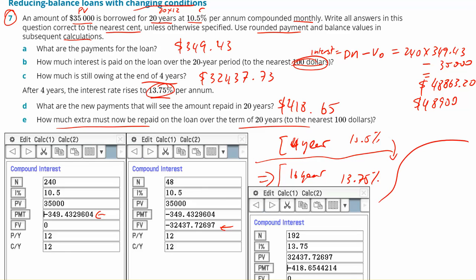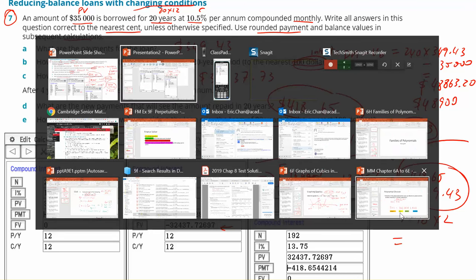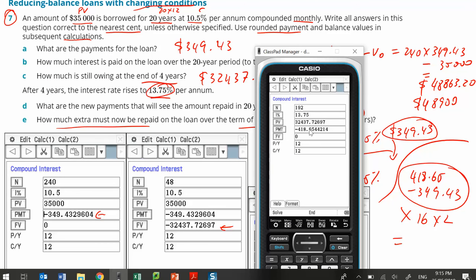In the first 4 years, you were paying repayments of 349.43 per month. In the remaining 16 years, we pay 418.65. So the only difference in payment is over the 16 years. If I subtract 349.43 from 418.65 and multiply this amount by 16 times 12, that should give me how much extra I have to pay due to the difference over the 16 years.